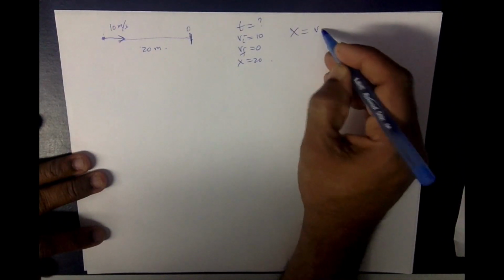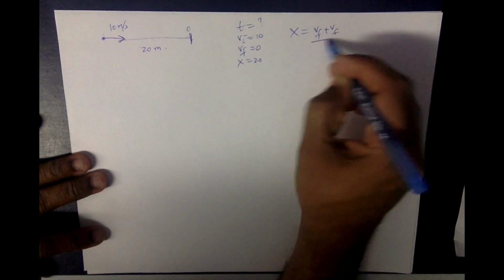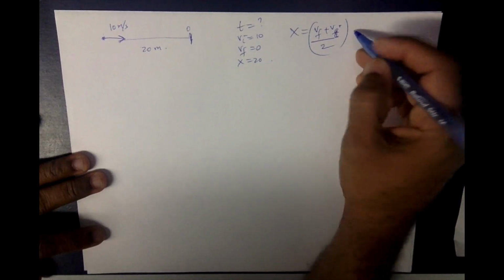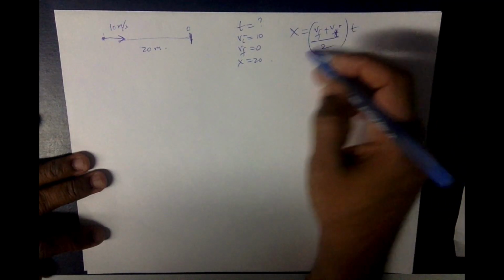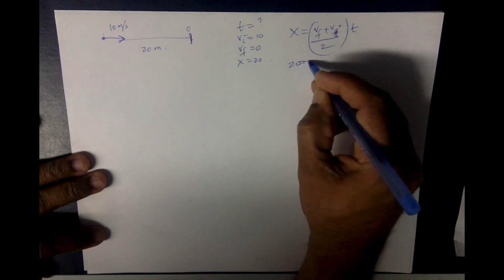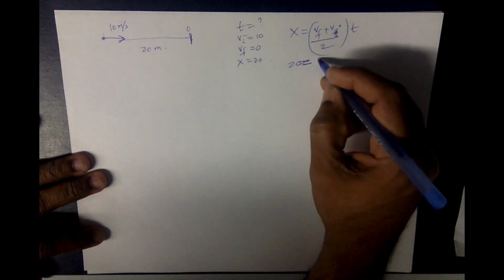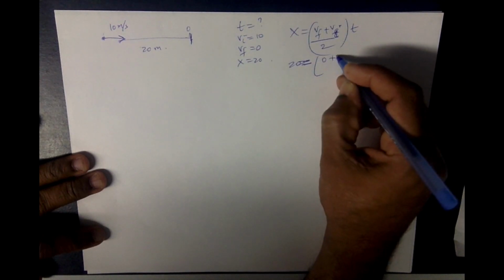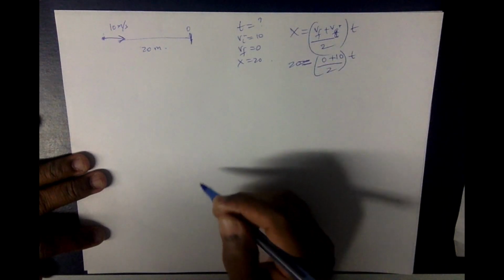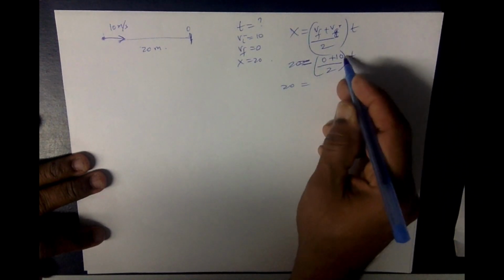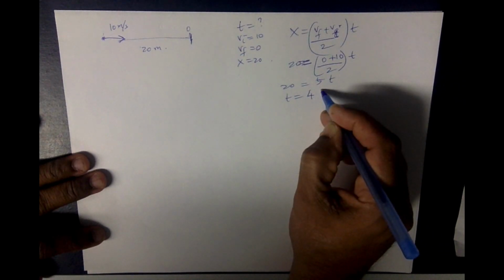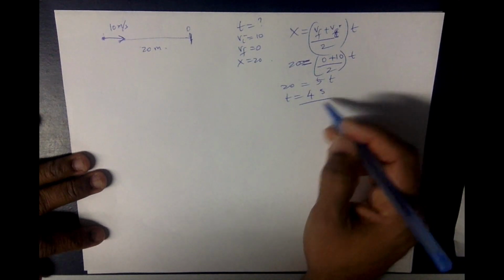So write down that equation: x equals (vf plus vi) over 2 times time. Write this equation down and then substitute. x is 20 meters equals (0 plus 10) over 2 times time. The question is how much time. So 20 equals 10 divided by 2, which is 5, times time. So time is 4 seconds. So that's how we solve it.